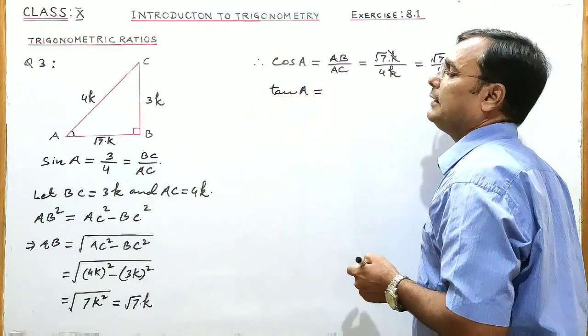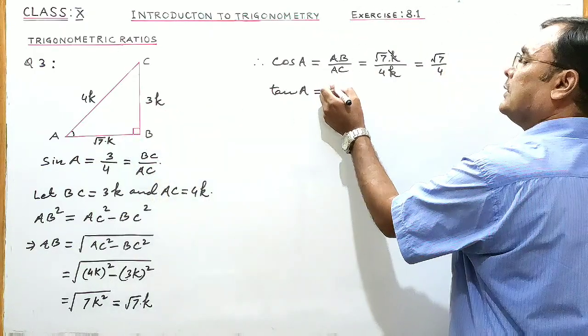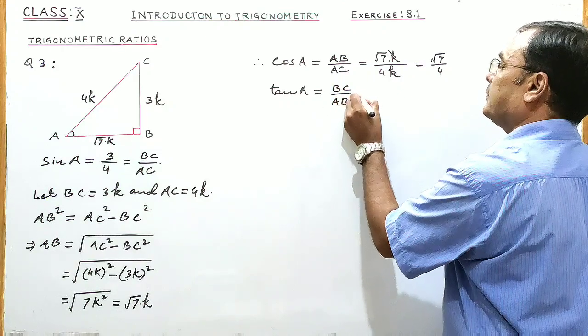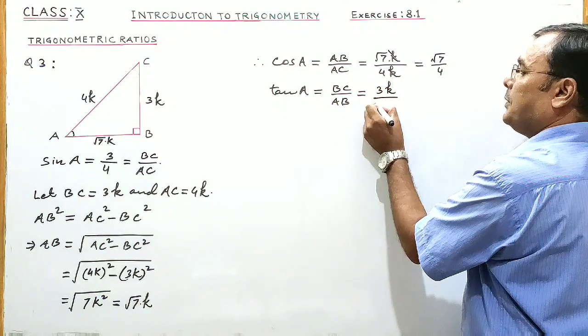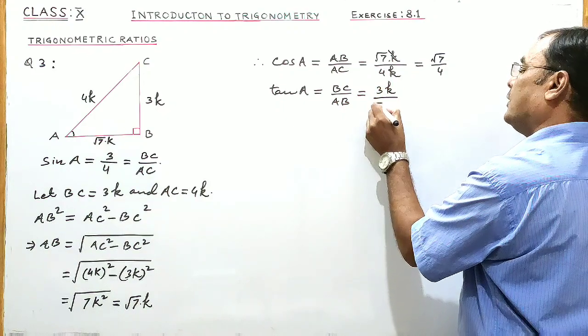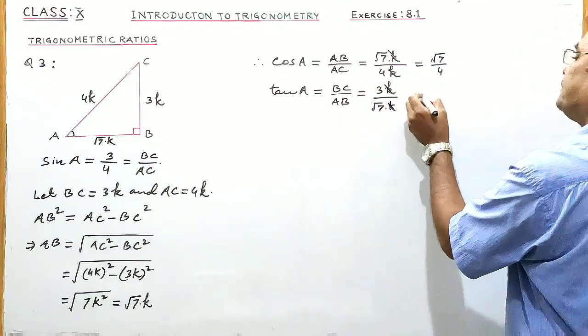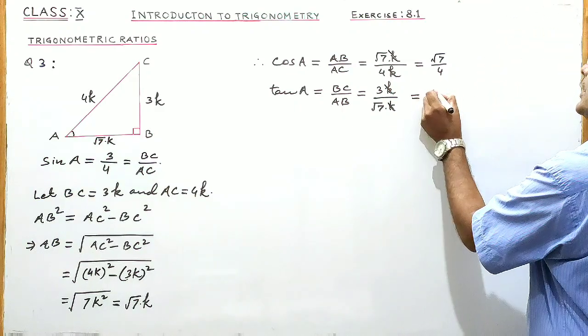Now tan A. How tan is defined? It is defined as perpendicular by base. So BC by AB. BC is 3K, AB is under root 7 K. K cancelled. So 3 by under root 7.